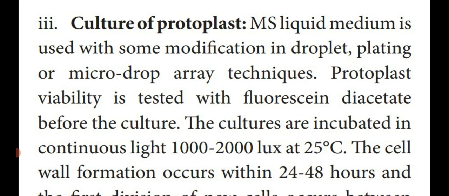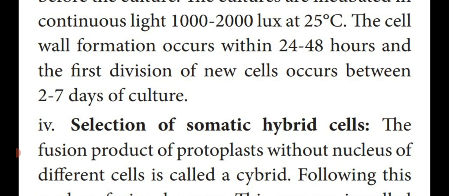After that, the protoplast cultures are incubated in continuous light, that means 1000 to 2000 lux at 25 degrees Celsius. The cell wall formation occurs within 24 to 48 hours, and the first division of the new cells occurs between 2 to 7 days of the culture. That is said to be culture of protoplast.